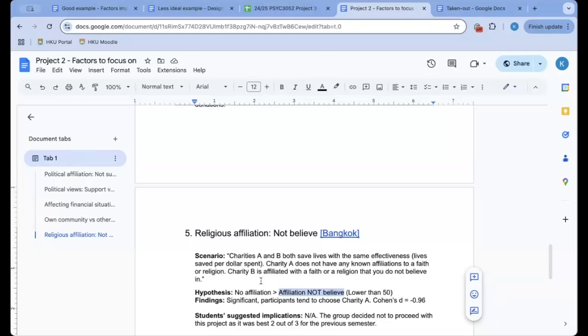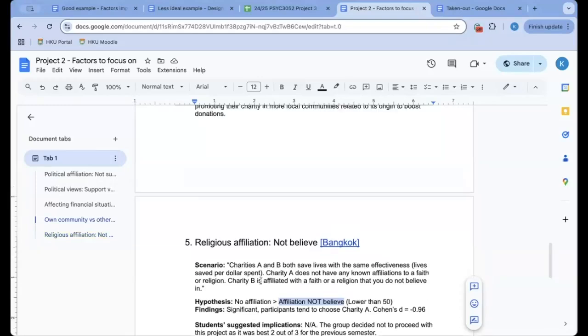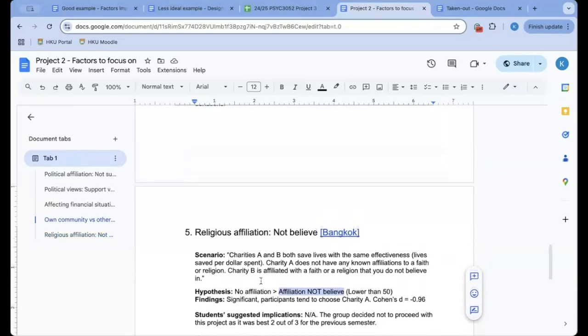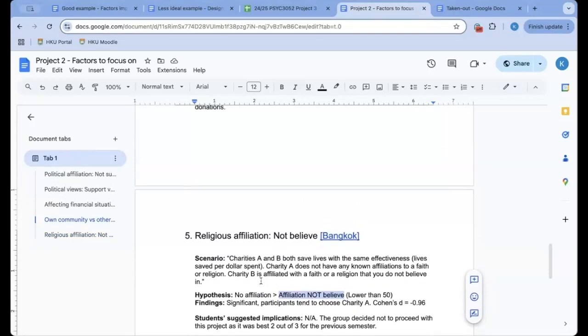From this finding, to inform the EA community, charities should reduce or not mention anything about their affiliation to a faith or religion to boost donations. And I also think it will be helpful if further research is conducted as to why people are against donating to a faith or religion that they do not believe in.